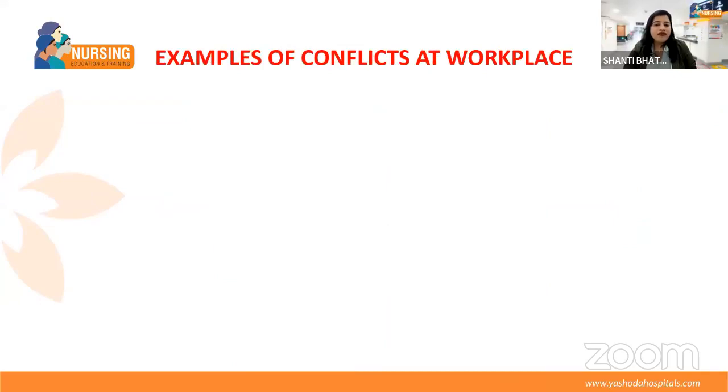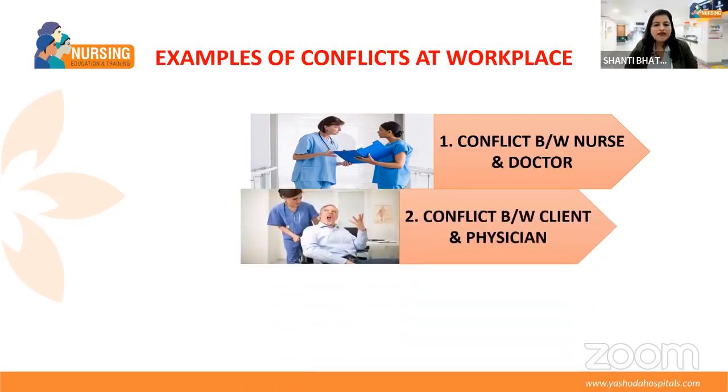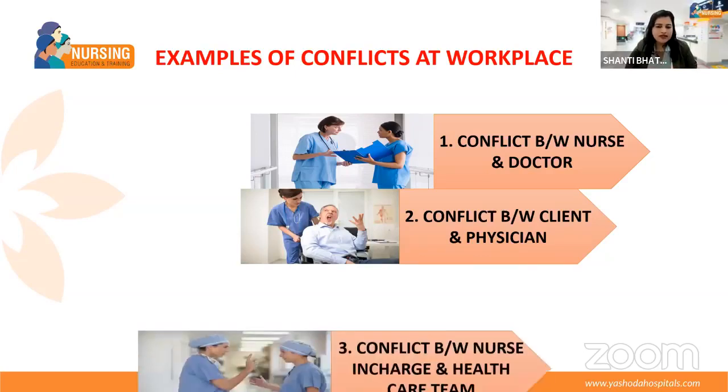The examples of conflicts at workplace. Conflict between nurse and doctor. Let's say the doctor prescribes the medicine, but then it has not been documented. So the nurse tells the doctor, it is not prescribed. This is a reminder between the nurse and doctor, and that's how the conflict happens. Conflict between client and physician. Yes, the plan of care is not being explained to the client by the doctor. So that is how the conflict starts.